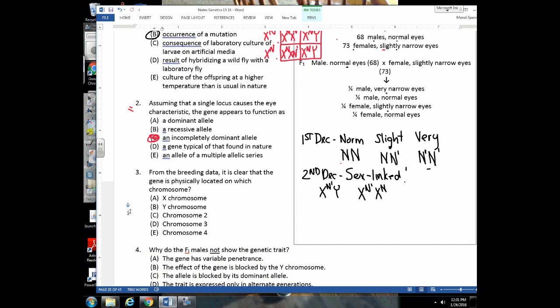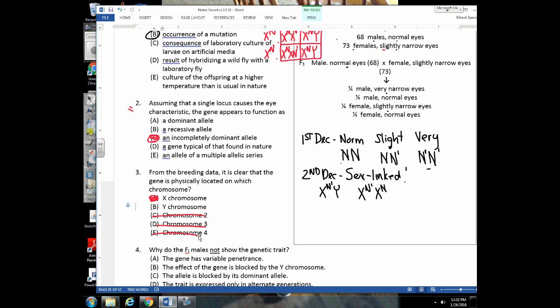Most of the time, it's going to be on the X if it's sex-linked. I'll eventually show you a problem where we see a trait that's on the Y, though that's pretty rare. But you would also be able to tell it's not going to be these because there's no information about chromosomes in the question prompt. So you could probably get rid of 2, 3, and 4 pretty easily there.